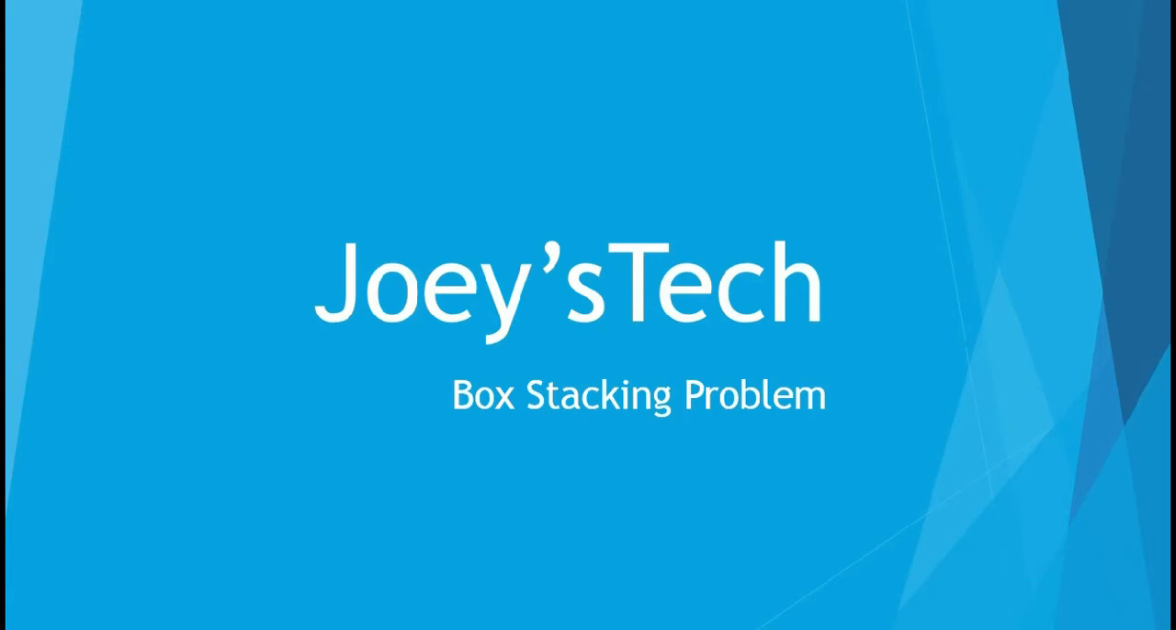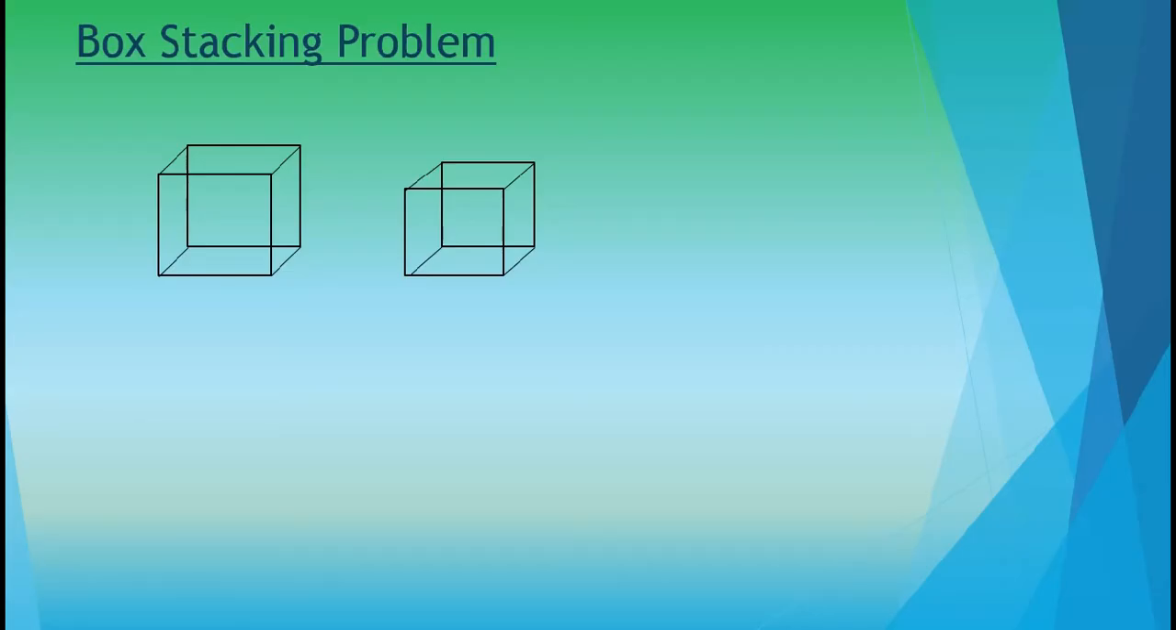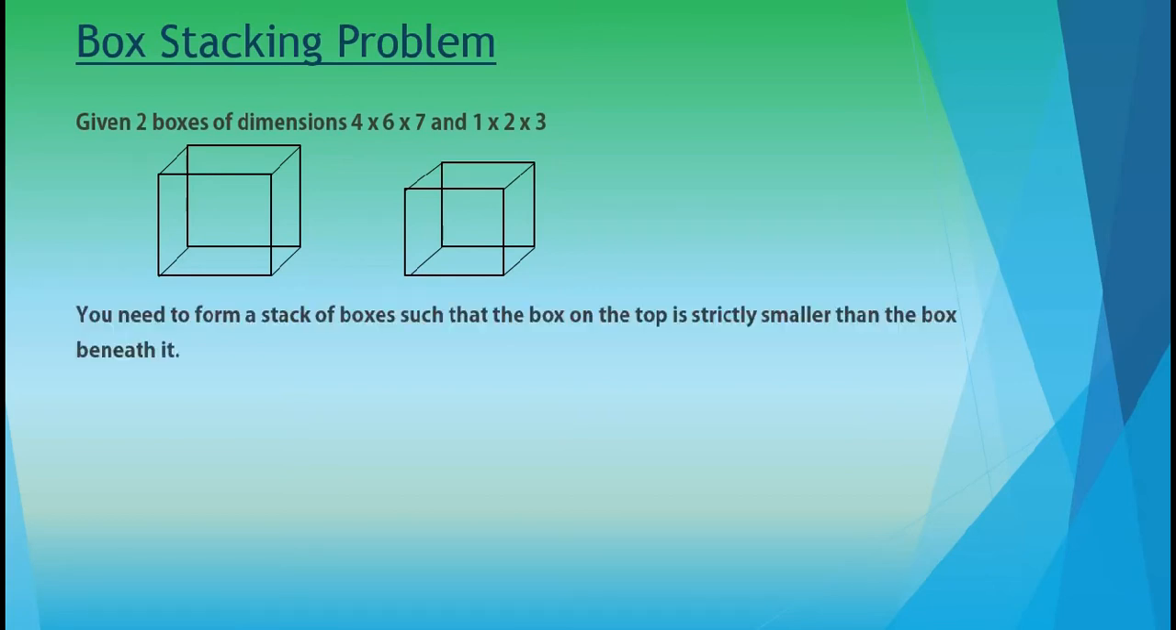Now let's begin analyzing the problem. So here are our boxes. Obviously, box stacking problem, that means boxes have to be there. So you are given two boxes of dimensions 4, 6, 7 and 1, 2, 3. The thing is that you need to form a stack of boxes such that every box on the top is strictly smaller than the box beneath it. So you are going to form a pyramid of the boxes, or the box stack. You must have seen it several times in your life, such that every box on the top is strictly smaller in base area than the box beneath it.